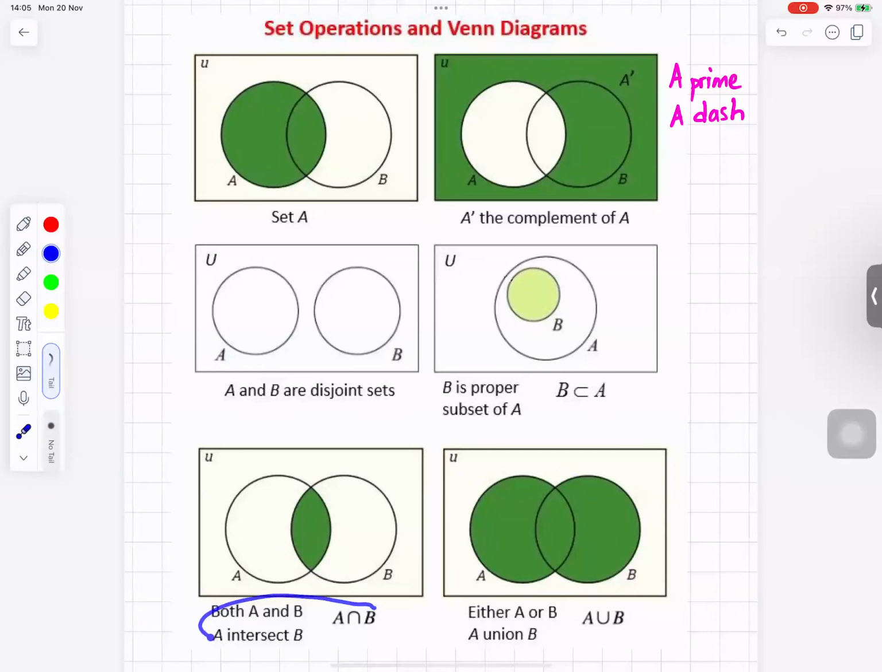And A intersection B, right at the bottom there, that symbol that looks like an N, means everything that is in A and B, in the middle part. A union B means everything that's inside A and inside B, that's all colored in green. So it's important to note that.